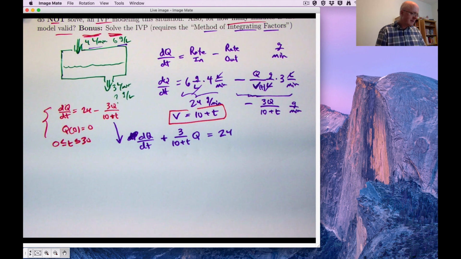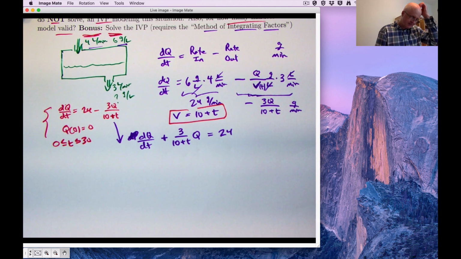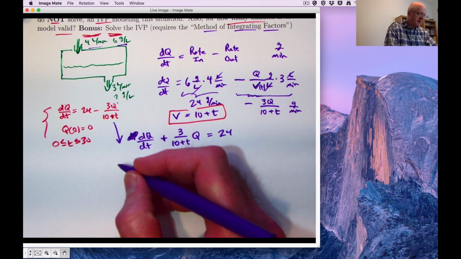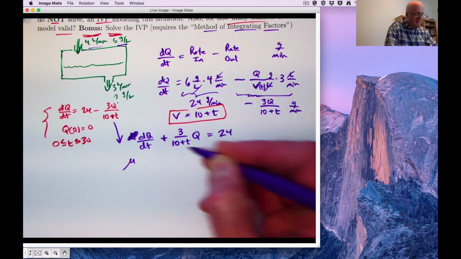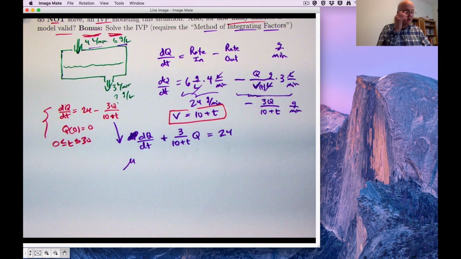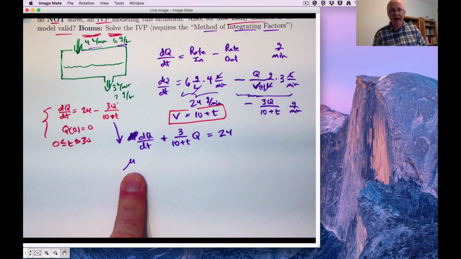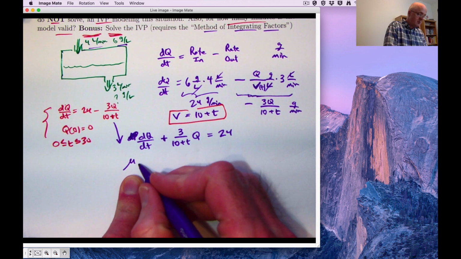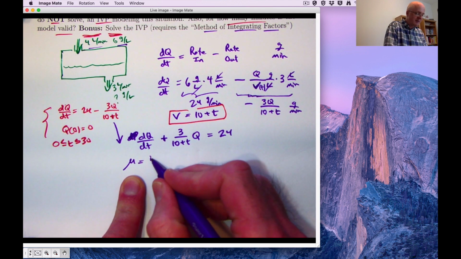So it's not clear how to solve this by any means. The method of integrating factors is a method that can help you solve it, but it's kind of weird. You define a new function, typically written as mu. I love the Greek letter mu. Kind of looks like an M. Kind of looks like a U. Some hybrid of M and U, and it's called mu. It literally is called mu. Mu is called the integrating factor.